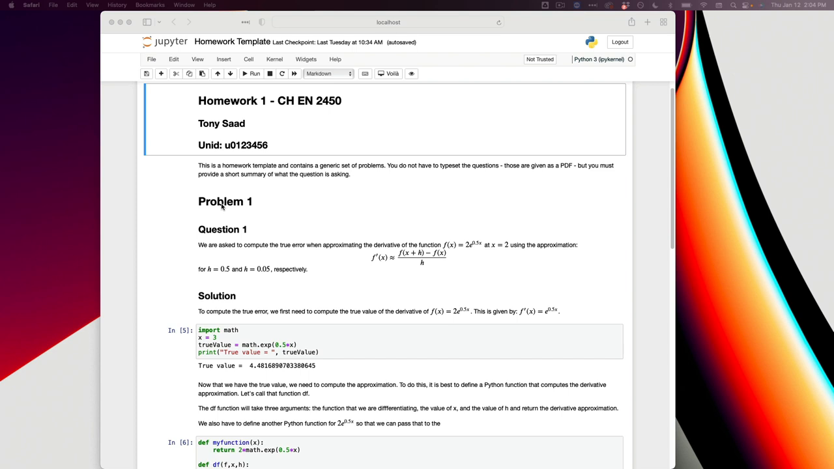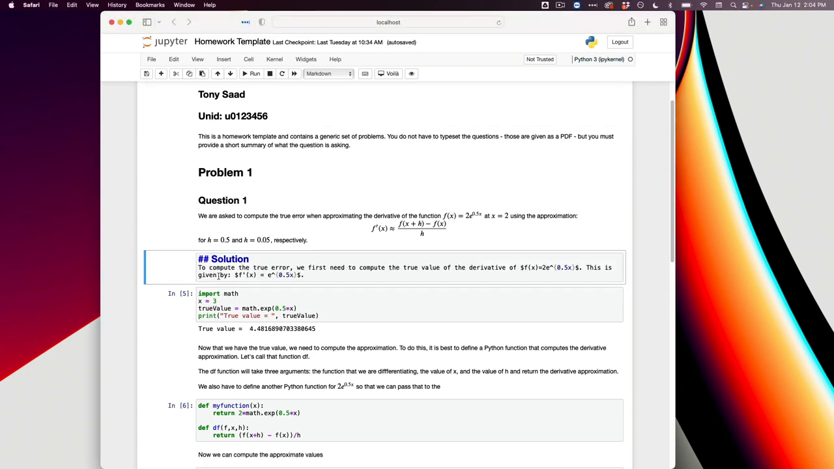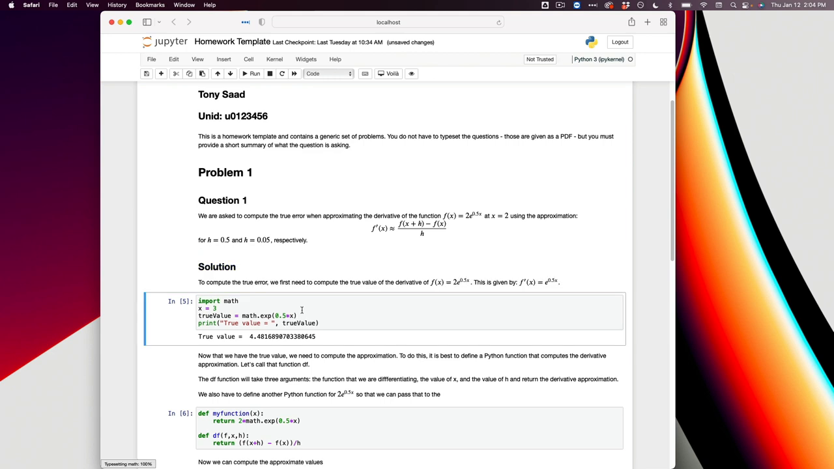Okay? So you see, this is a heading, this is a subheading, this is a subheading. And see how I'm mixing text. This is a text cell. To compute the true error, we first need to compute the true value of the derivative, et cetera. This is given by this and such, and then I have some code over here. Now notice, my code is doing something, and it's printing a value that says true. This is not a discussion. This does not count as a discussion. This counts as a discussion.